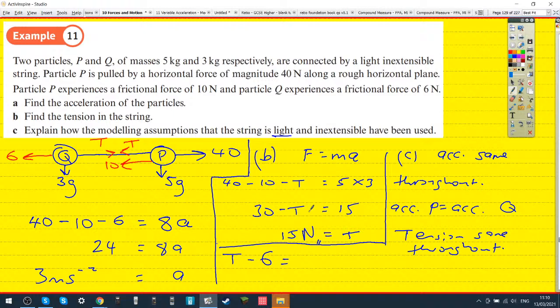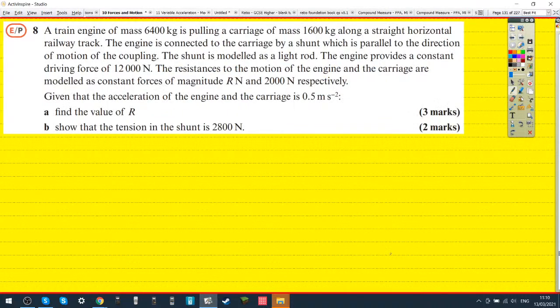Equals 3 times 3, which is 9. T minus 6 equals 9. And then you add 6 to both sides, which gives you 15. So T is 15. And so that's how it'll work out. Okay. Let's give this a go.